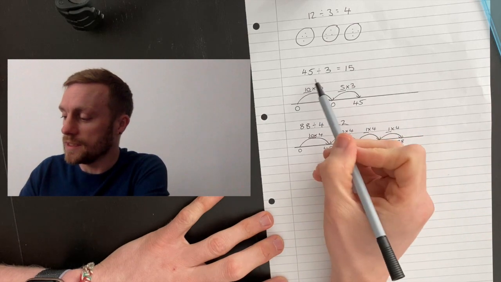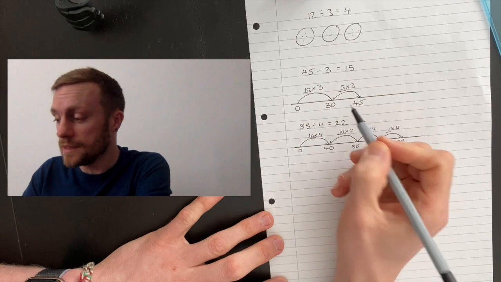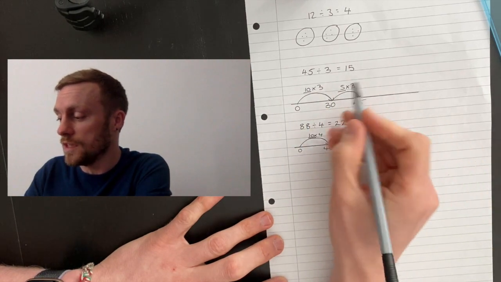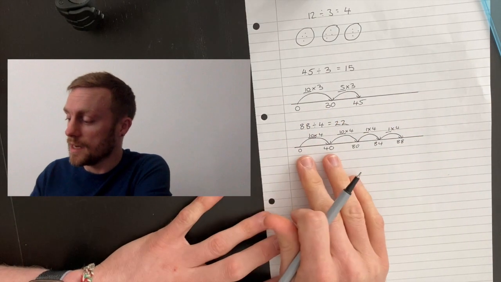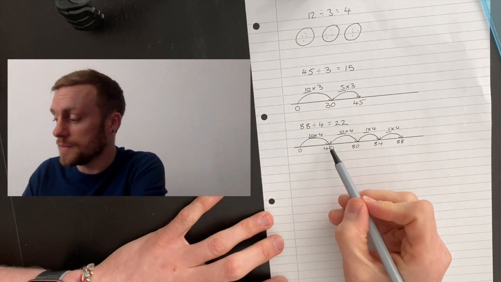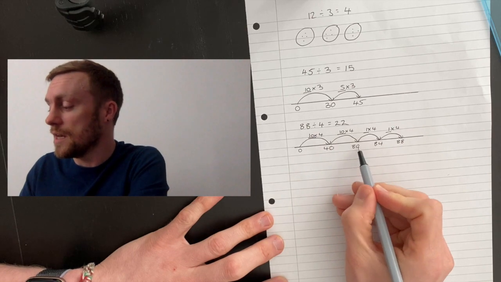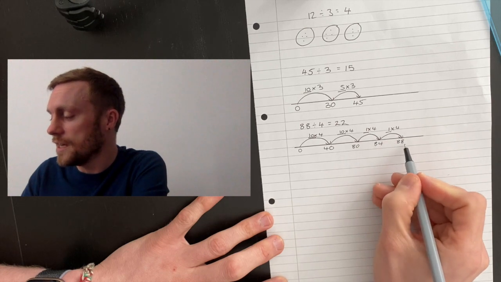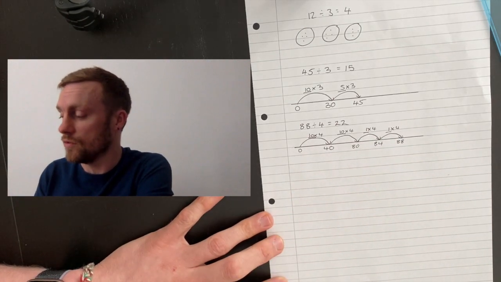So what we did, for instance, I had this 45 divided by 3, I jumped up 10 threes, which got me to 30, and I jumped up another 5 threes that got me to 45, so altogether I jumped up 15 threes. And here the same, I'm seeing how many 4s there are in 88. So I jumped up 10 4s to get to 40, I jumped up another 10 4s to get to 80, I jumped up 1 4 to get to 84, and another 4 to get to 88. So altogether I jumped up 22 4s.